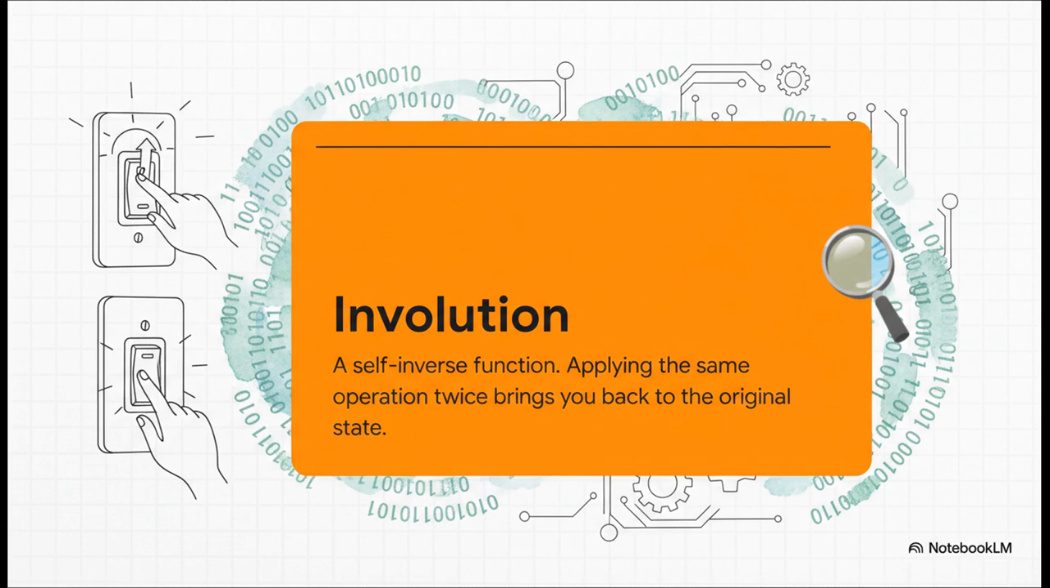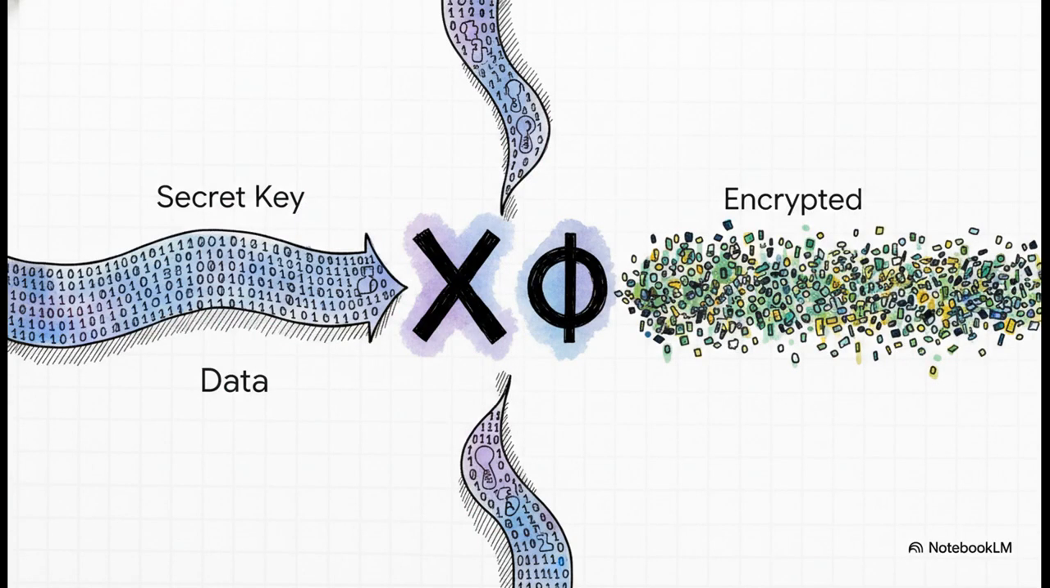You flip it once, the light comes on. You flip it again, and boom, you're right back where you started, with the light off. And this reversibility is absolutely perfect for basic encryption.